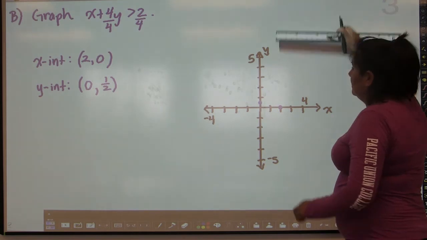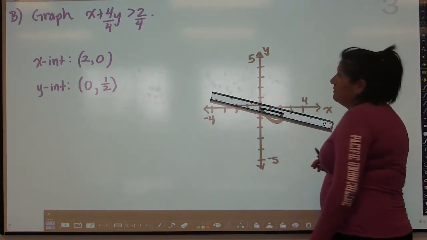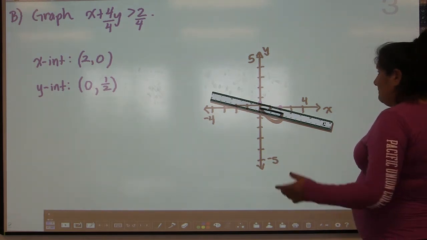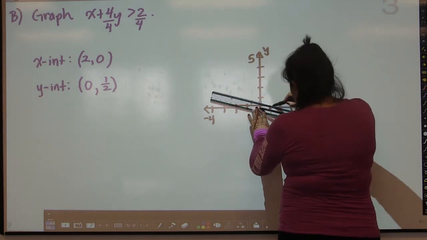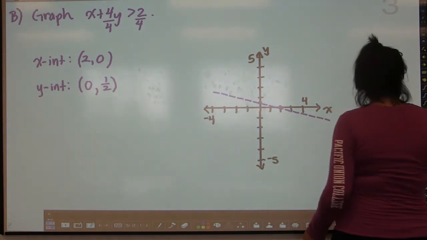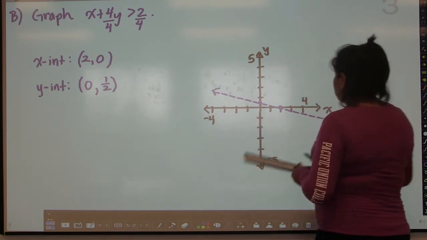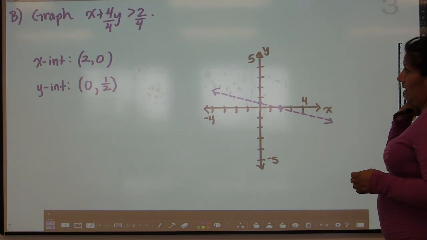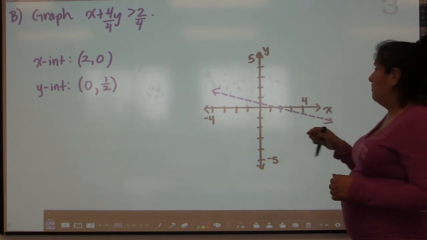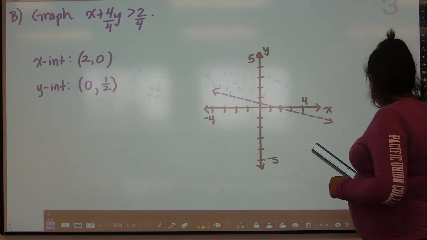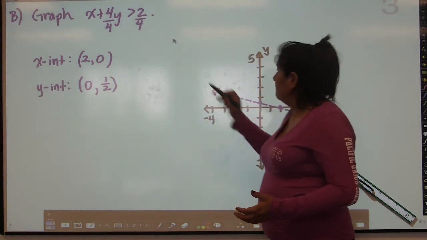Okay, and again, this time my line is going to be broken because it's a greater than. So we are going to draw that little guy. And there we go. Now this graph is probably pretty easy to tell that above is over here and below is here. And it does say above. But again, just to be consistent, I am going to test the origin to make sure.